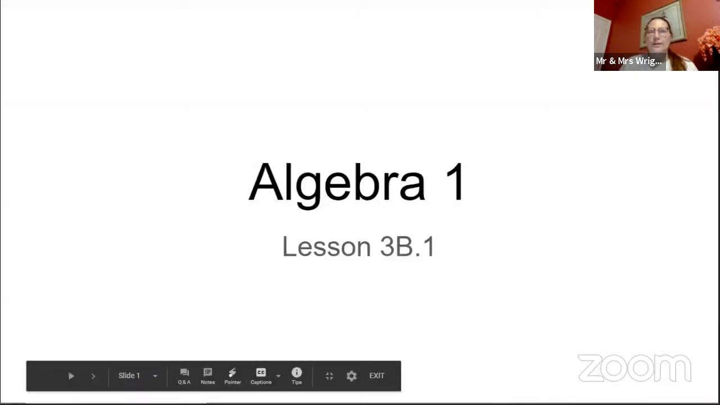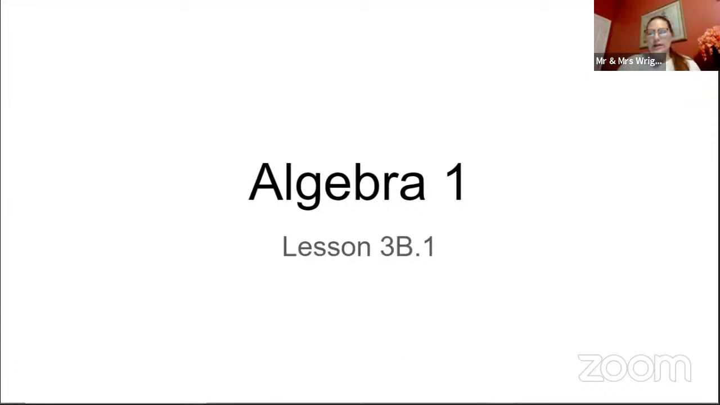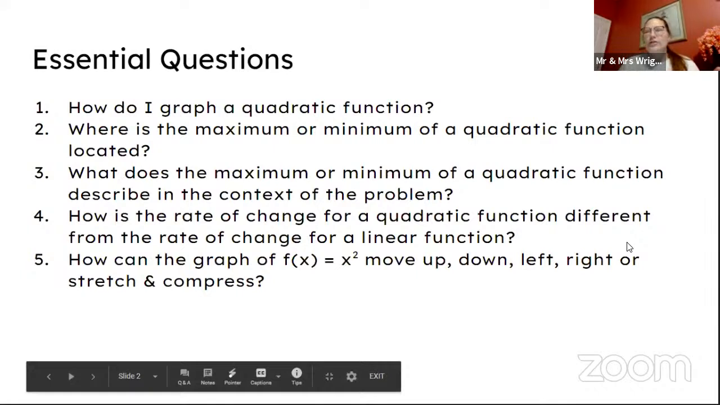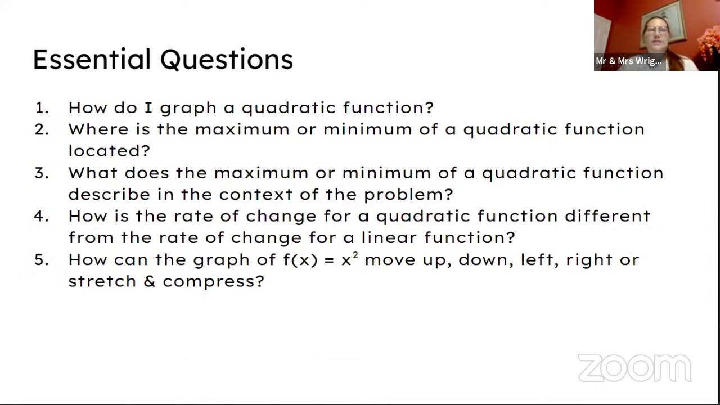All right, so Algebra 1, Unit 3b, which is graphing quadratic equations, and this is page 1. So let's get to it. There's 5 questions that we're going to make sure are addressed in this unit. How do I graph a quadratic function? We're going to look at several ways to graph a function. Where's the maximum or minimum of that function located? And what does it mean in a word problem, in the context of a real life problem, how does that help me get information?